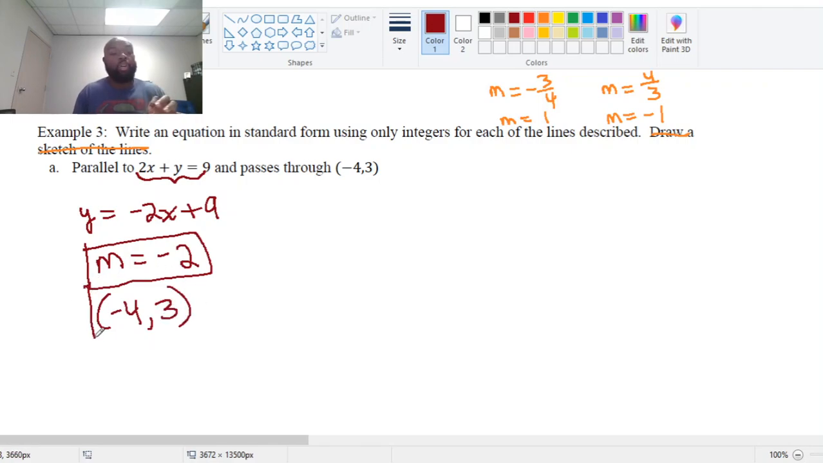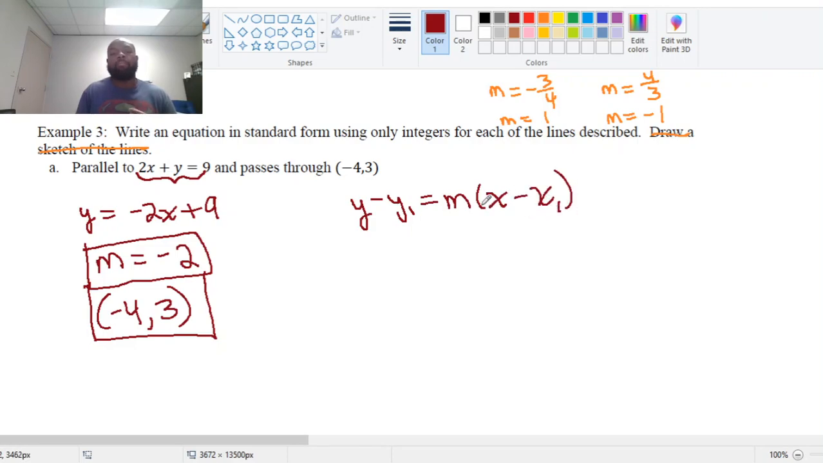So what we're going to do is use this information, and I'm going to put it into the point-slope form of the equation of our line, and then we'll write our equation in standard form, all right? So y minus y1, my y1 is 3, my x1 is -4. So when I subtract the -4, I'm going to have a +4 here. I'm going to go ahead and do that.